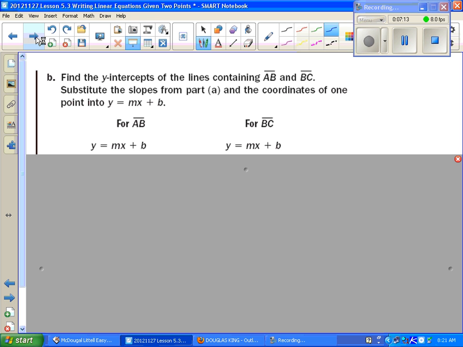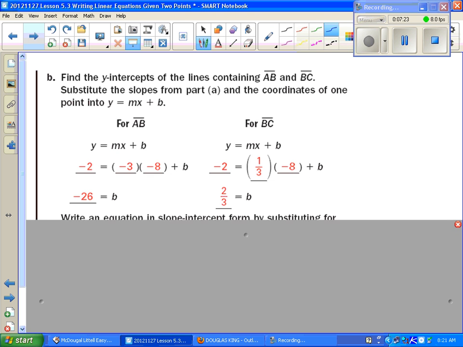It says find the y-intercepts of the lines AB and BC. Substitute the slopes from part A and coordinates of one point into y equals mx plus b. So we'll look at those real quick. To find our two y-intercepts, y's value is -2. Your slope was -3, x was -8. So when you put those two together, you get a positive 24. And then when you subtract 24 from both sides, you get -26 on the left equals b.